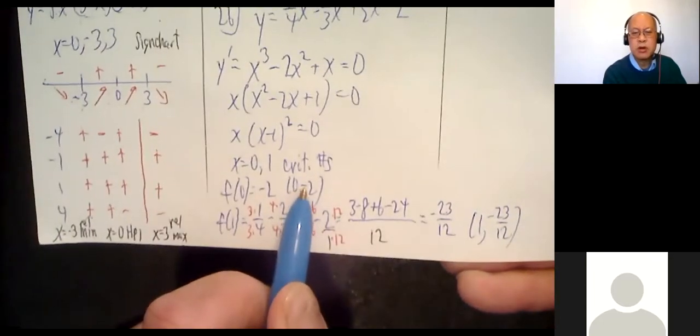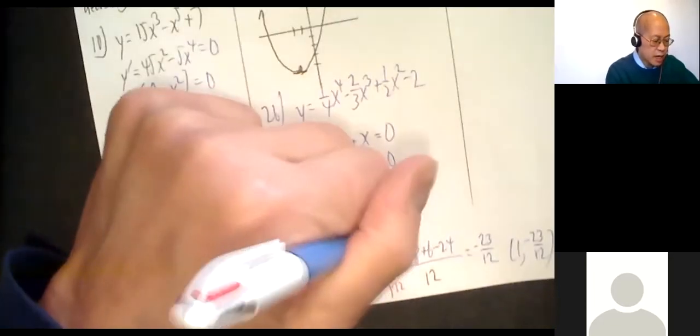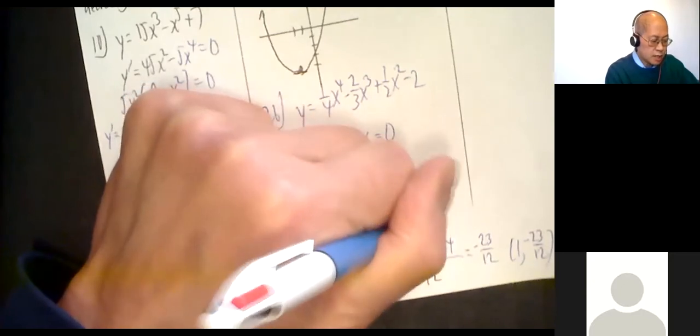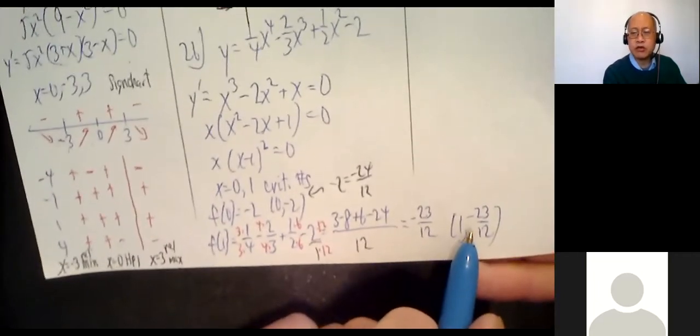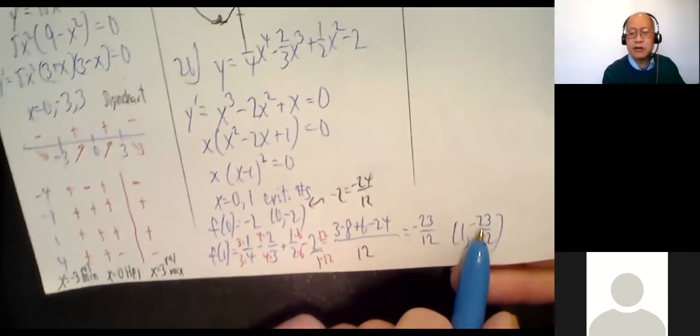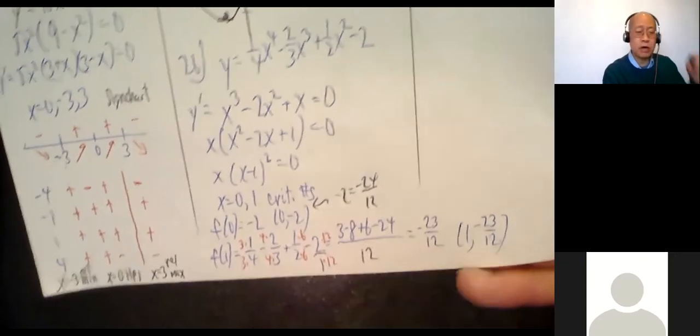Now, this was 0, negative 2. Negative 2 is negative 24 over 12, right? This is negative 23 over 12. So this is a little bit higher, ever so slightly higher by 1/12.